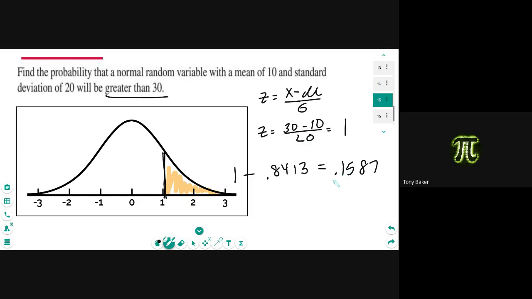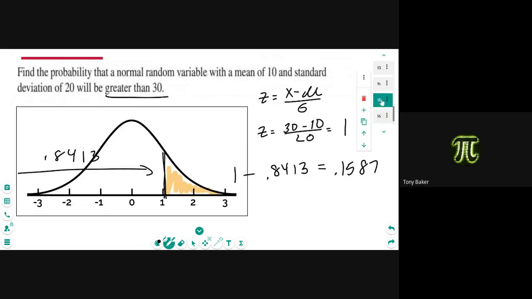Where's the 0.8413? So remember, this is from the left. So this is 0.8413. I don't want that side. I want the opposite. I want the complement. So the complement is 1 minus that, because the whole thing is 1. I don't want that side. I want the other side.